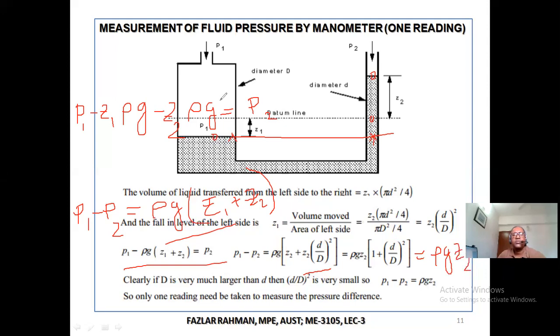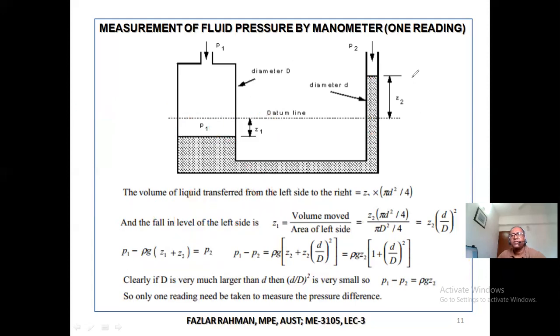So what is our Z2 actually? You look carefully, Z2 is the difference of height between the 2 points. So if you get the deflection of the manometer, that will give you the pressure difference. Okay, so only one reading needs to be taken to measure the pressure difference.